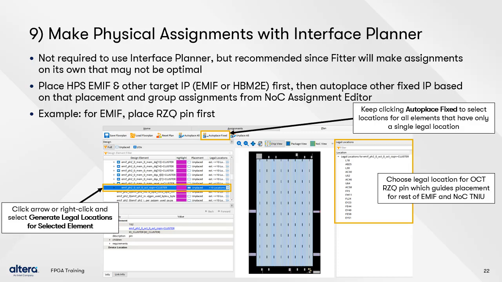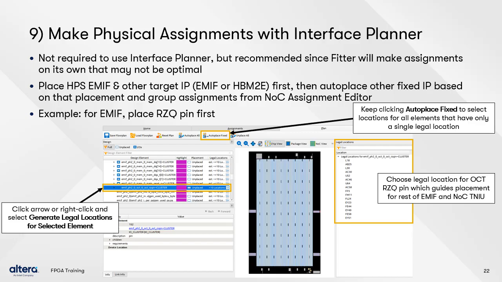Selecting one of the legal locations in the list on the right highlights that location in the graphical view in the middle to give you an idea of where the element will be placed. Choose to place the selected element at one of the legal locations by double-clicking or right-clicking the desired location. After placing the initial element, repeatedly click the Auto Place Fixed button to place all other elements that have only a single legal location now, based on the location selected for the target IP and the groupings selected in the NoC assignment editor.